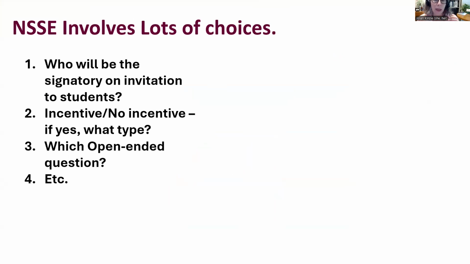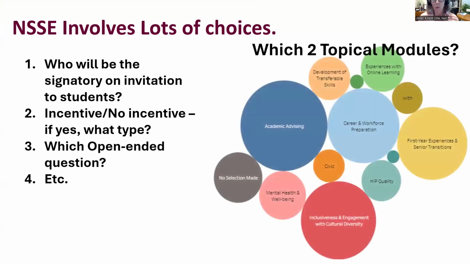And NSSE, by its very nature, involves a lot of choices. For example, one of the first choices that institutions have to make very early on is setting up their messaging and who will be the signature on the invitation to students. Or maybe you're trying to decide about an incentive, and if yes, what type? Or maybe you're trying to decide about the open-ended question option that we offer schools. Well, it does involve a lot of choices, and one of the big ones that we've been trying to explore a little bit more are topical modules.